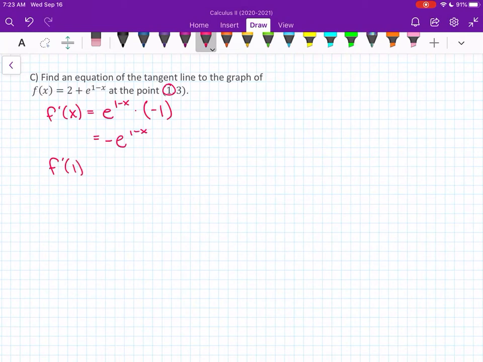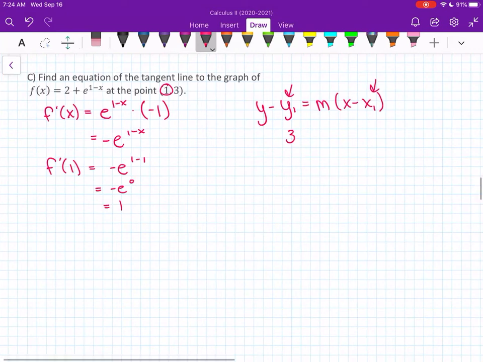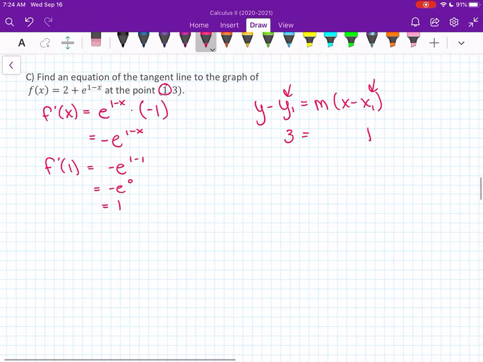So f prime of 1 equals negative e to the 1 minus 1, or e to the 0, which anything to the 0 power is 1. So there's my slope. And I'm going to use good old friend point slope form. So reminder, point slope form is y minus y1 equals m times x minus x1, where these are the coordinates of the point you want to go through, and those are going to be 3 and 1. And then we found our slope was 1.